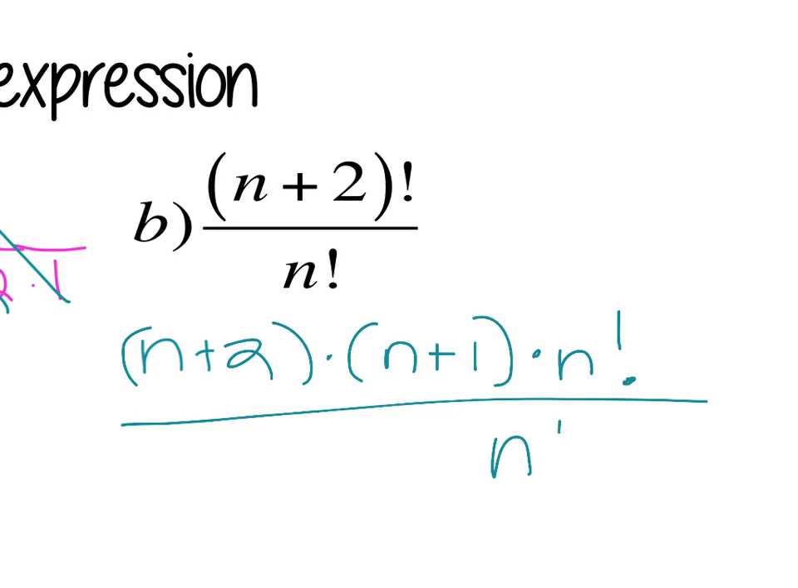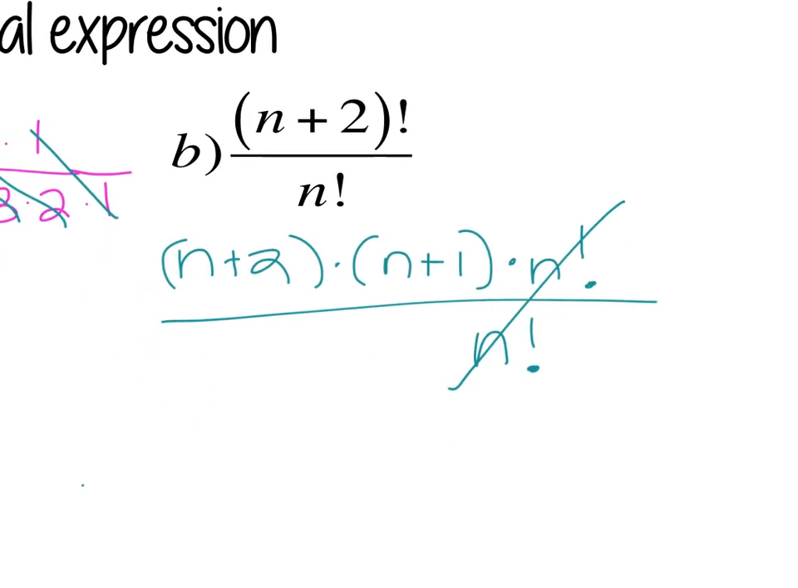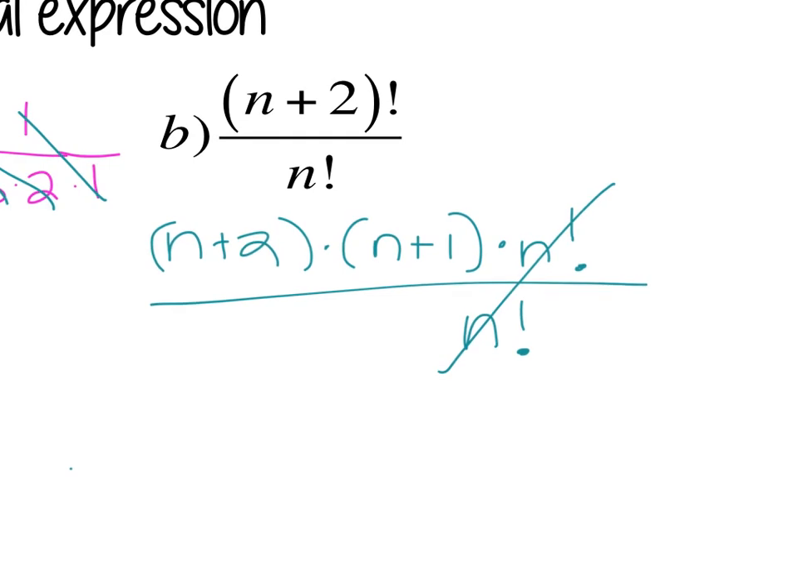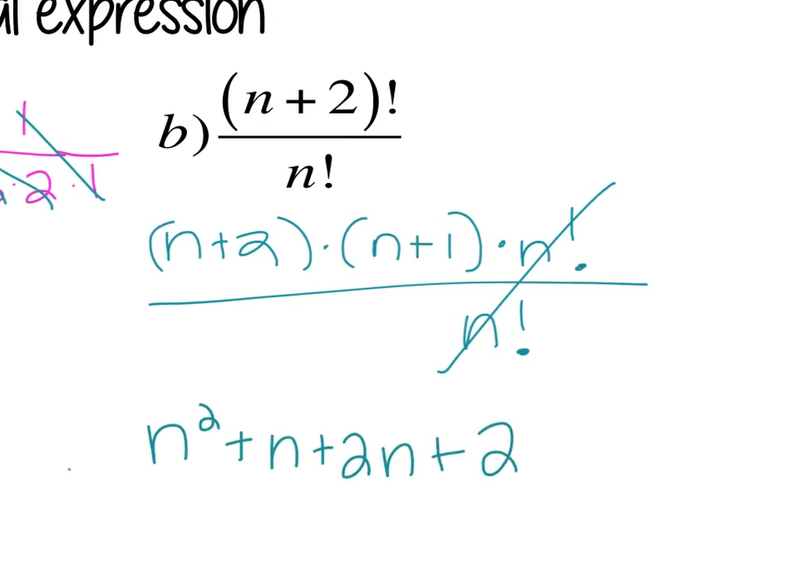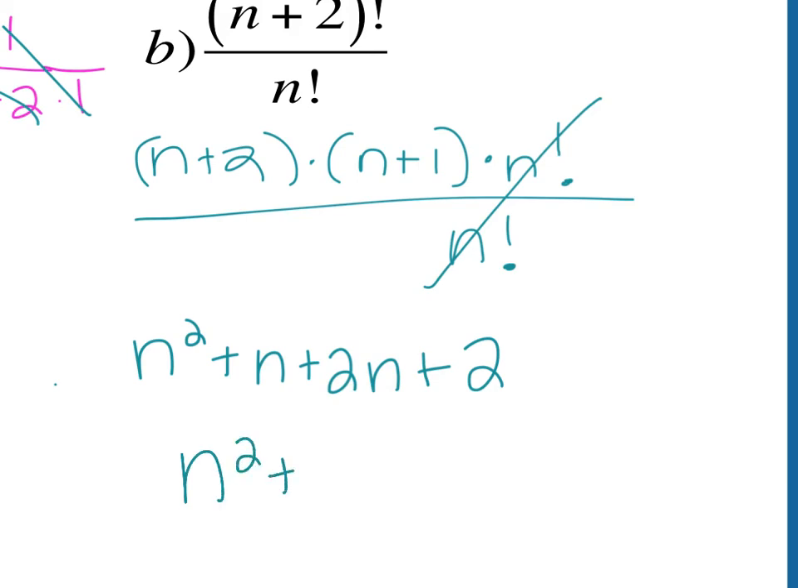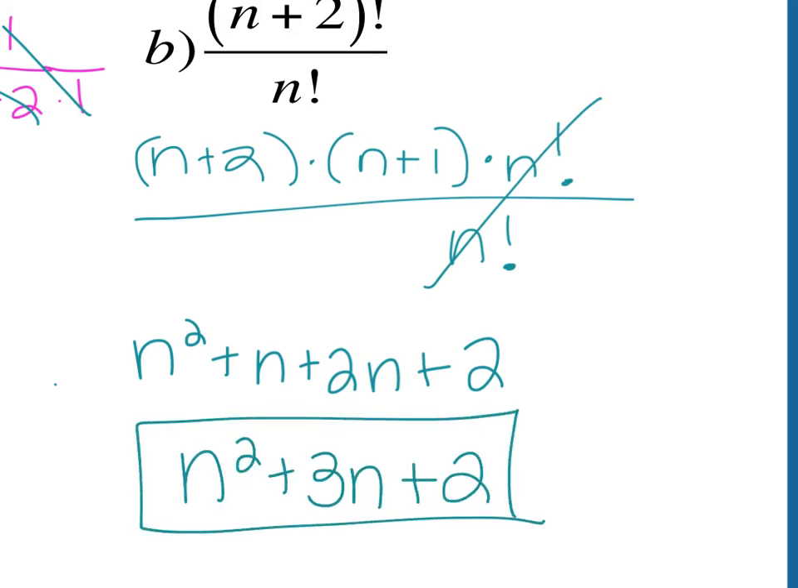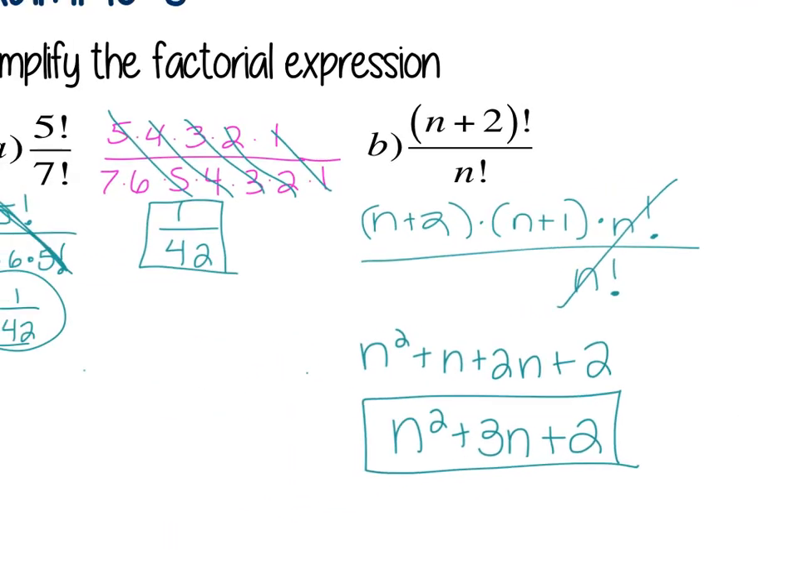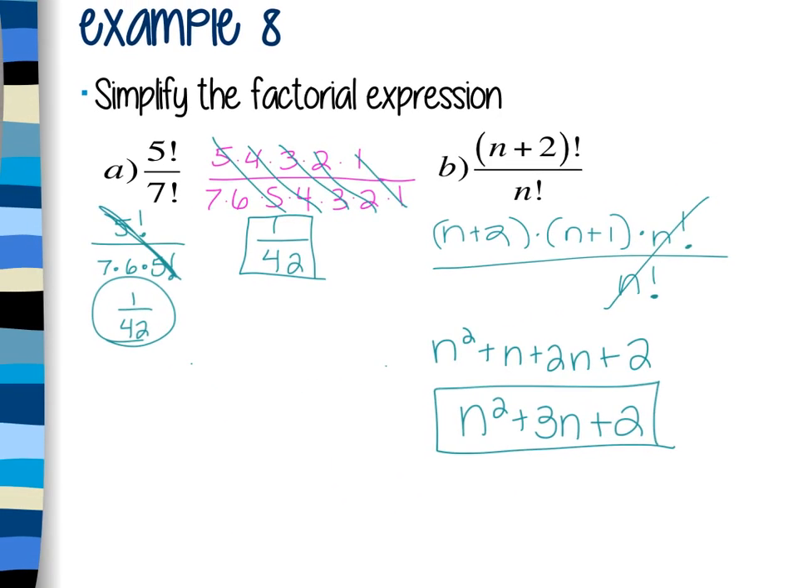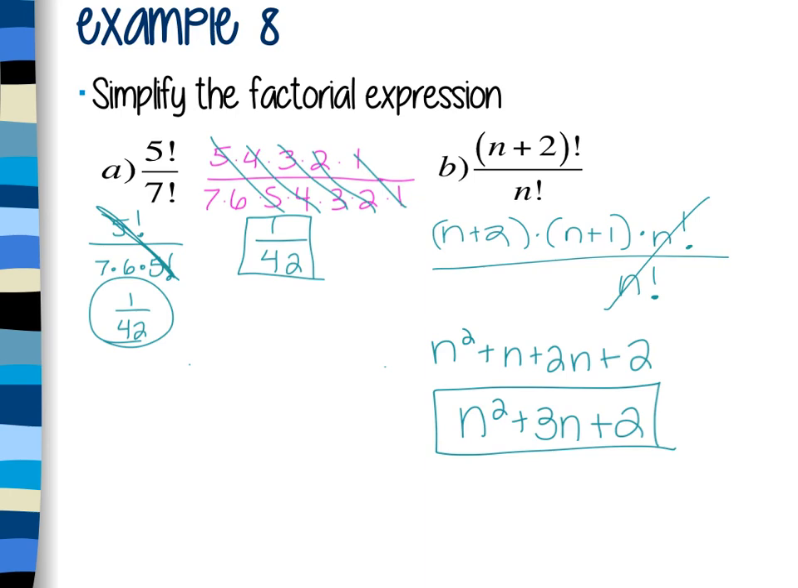But I do know that if I have an n factorial in the top and in the bottom, they cancel out. And then I would FOIL out what's left. So n squared plus n plus 2n plus 2, or n squared plus 3n plus 2. So you don't even need to know the value of n to know when to stop.